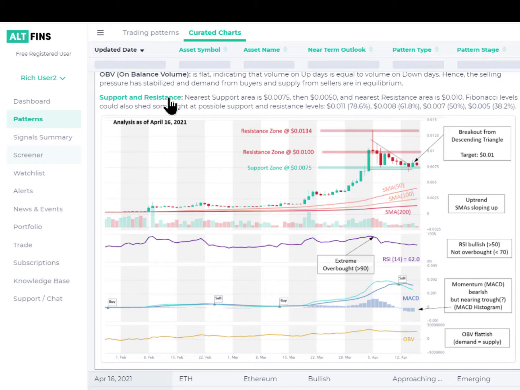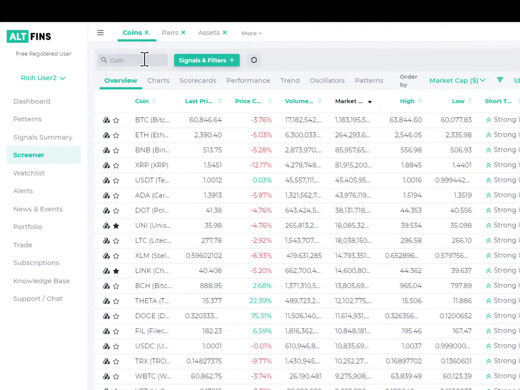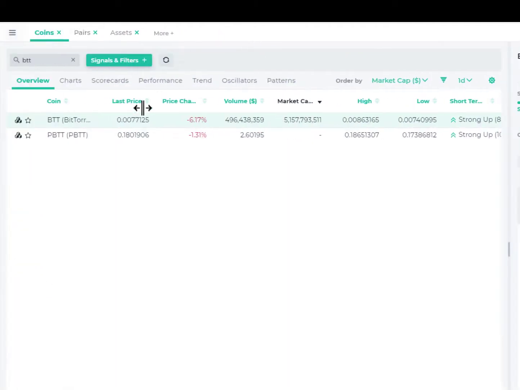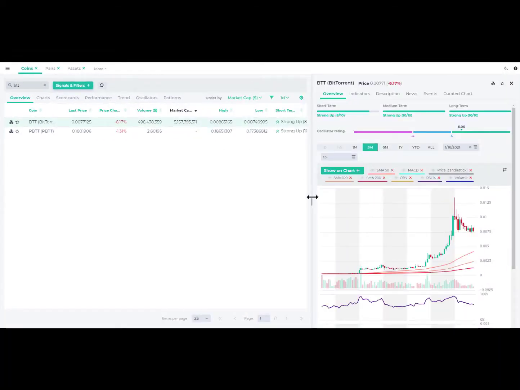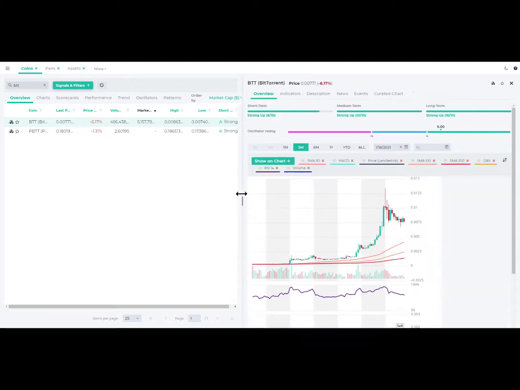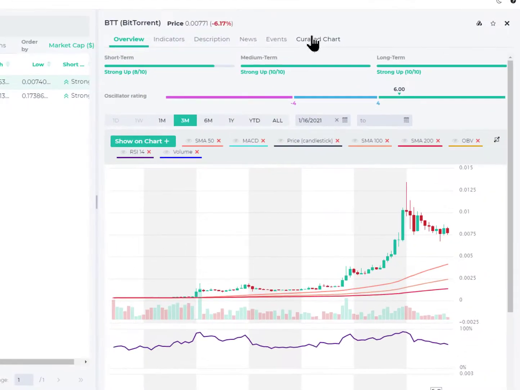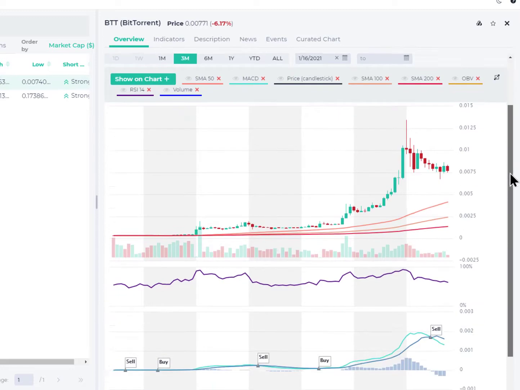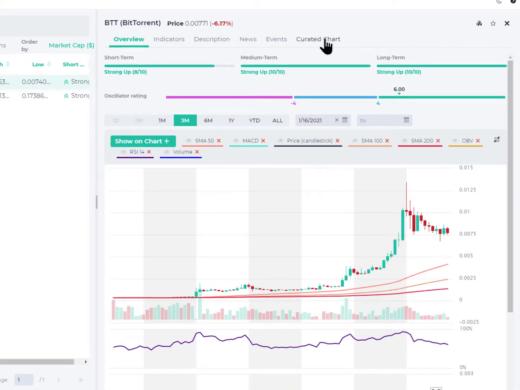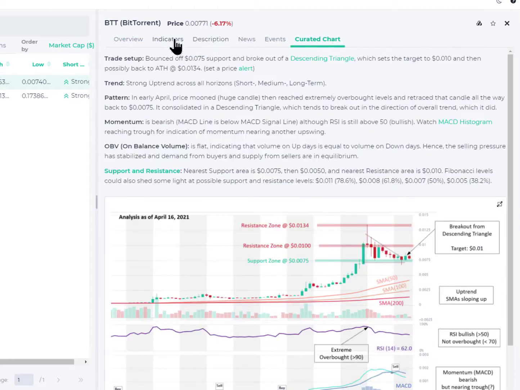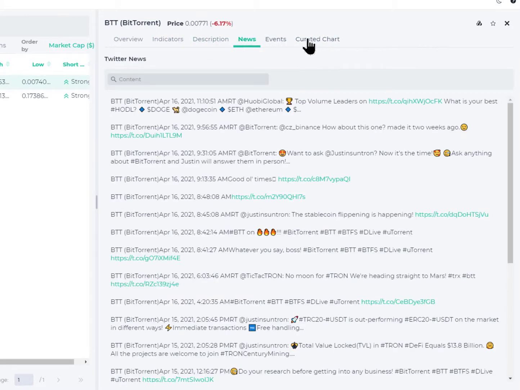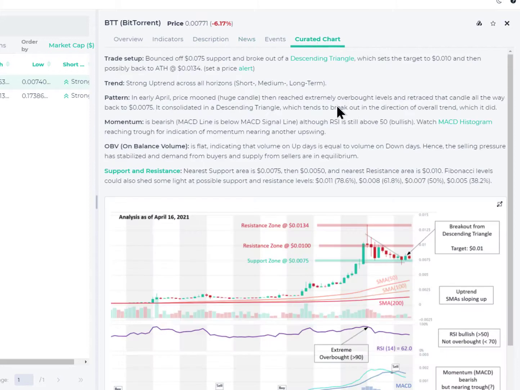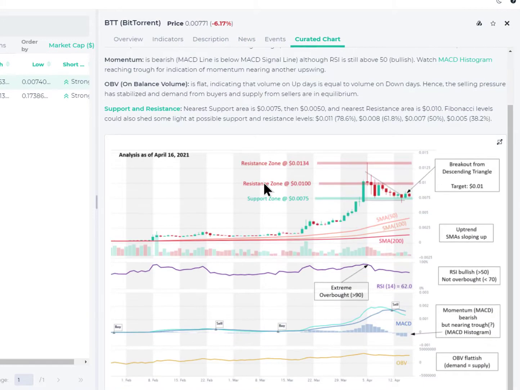And we were looking at Bittorrent, BTT, right? So let's find it here, BTT. All right, here we have it. Now, in fact, you can see the curated charts in this view as well. So you can see the existing up-to-date price action, but also you can look at the curated chart here. You can also look at the indicators, the description, any kind of news there might be, events taking place, and so on. But again, the curated chart identifies key resistance and support zones.